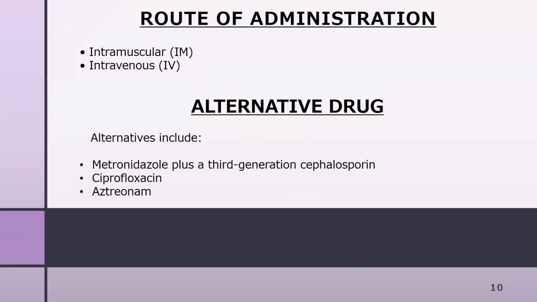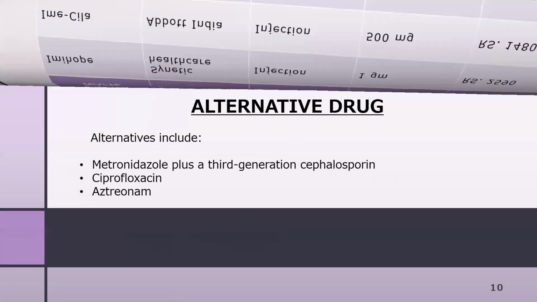Route of administration of cilastatin is intramuscular and intravenous. Alternative drug. The alternative drugs which can be used instead of cilastatin are metronidazole plus a third generation cephalosporin, ciprofloxacin, and aztreonam.